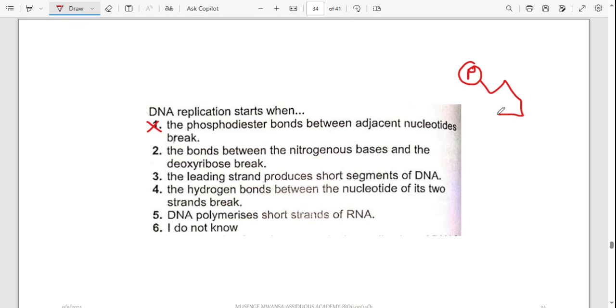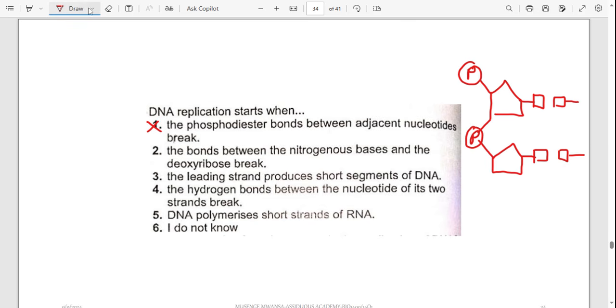Here is a pentose sugar. Here is a base. It can be adenine, thymine, or anything. Okay. And then you can have another base here, like this. And then another base. So this side as well is going to have another base. Even this side, another base.